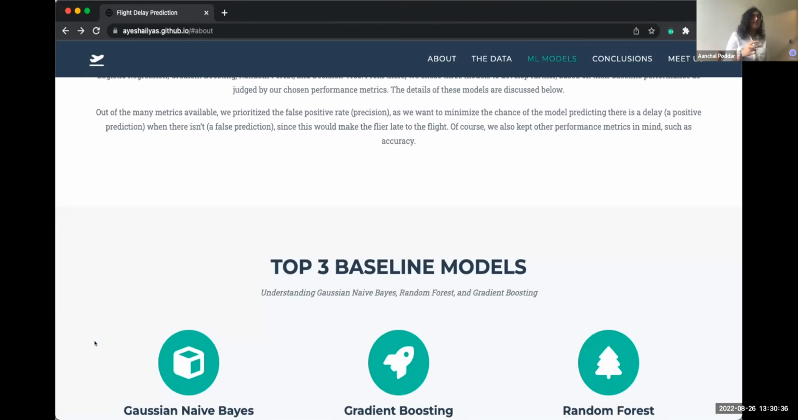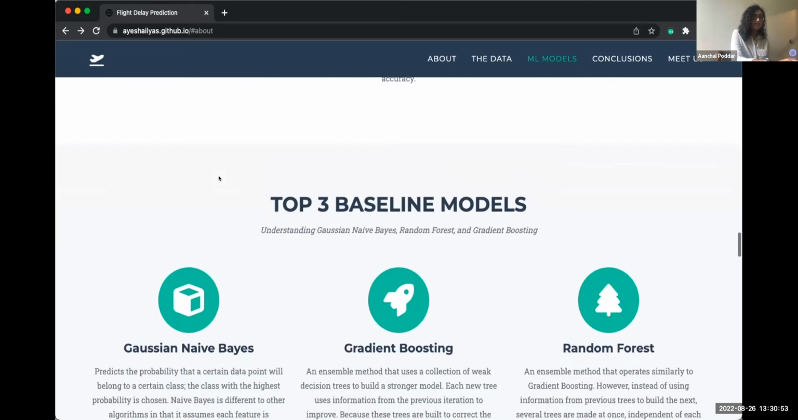So for the metrics we used for choosing a baseline model, we prioritized the precision, which is the false positive rate, since we wanted to minimize the chance of the model predicting that there is a delay, which is a positive prediction, when there actually isn't, which is a false prediction, since this would end up with the worst case scenario of the flyer being linked to the flight. Of course, we also kept in mind other performance metrics, such as accuracy.